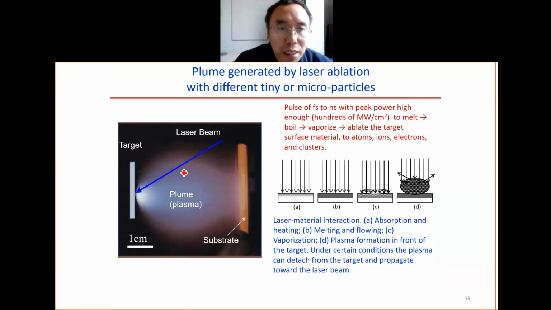Here, what happens? We have the laser beam shine on the target. First we have absorption of the light, and we have the heating. The material gets melted and becomes a flow. It gets vaporized because the energy is very energetic. So this vapor with the light will cause the plasma. The vapor and the light, they call the plasma. Then the plasma can be detached from the surface. You can see this is the plasma detached from the surface. It's called a plume. Then it comes to the substrate for the deposition.